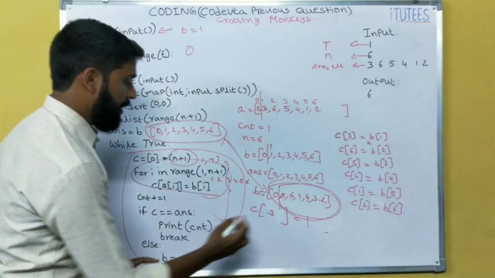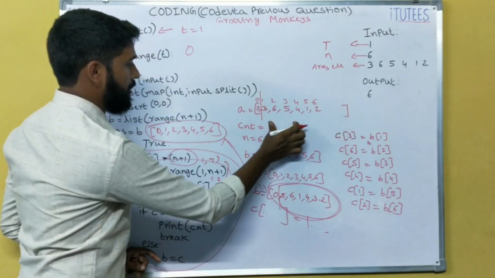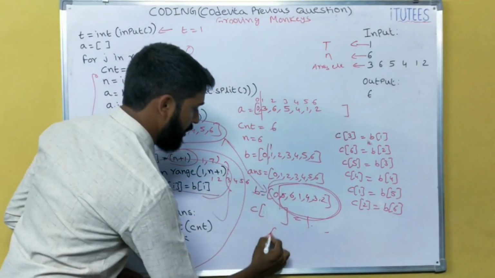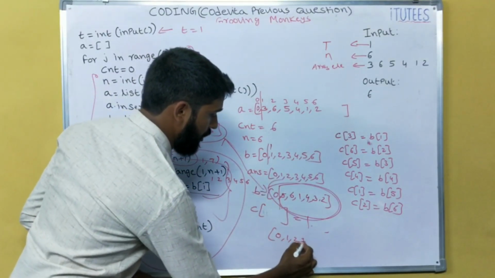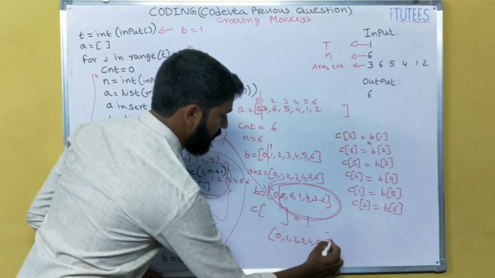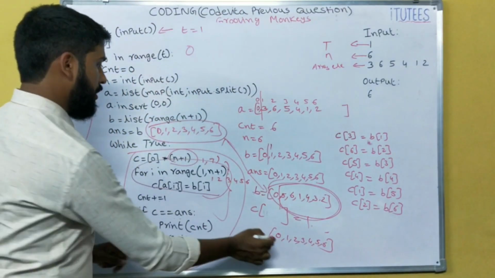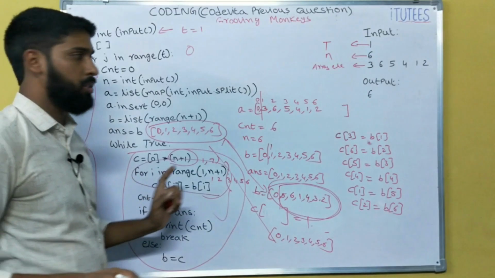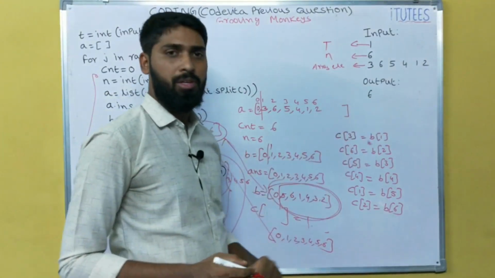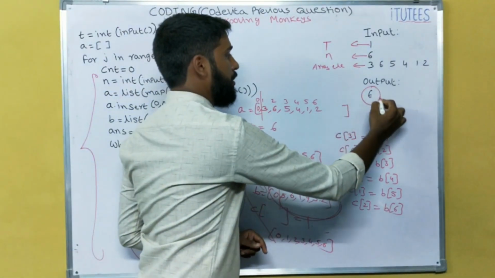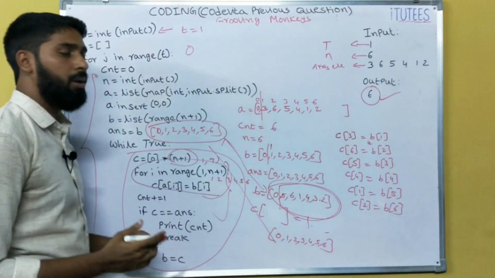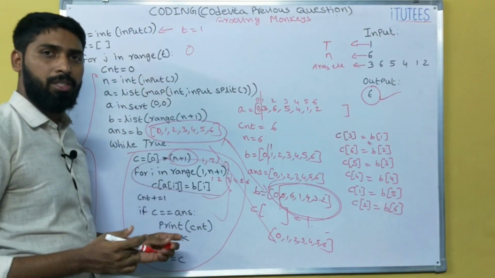When this count becomes 6, the C becomes 0, 1, 2, 3, 4, 5, 6. Now these two are equal. So you can print the count value 6 and this is the output. I hope you all understand the grooving monkeys problem.